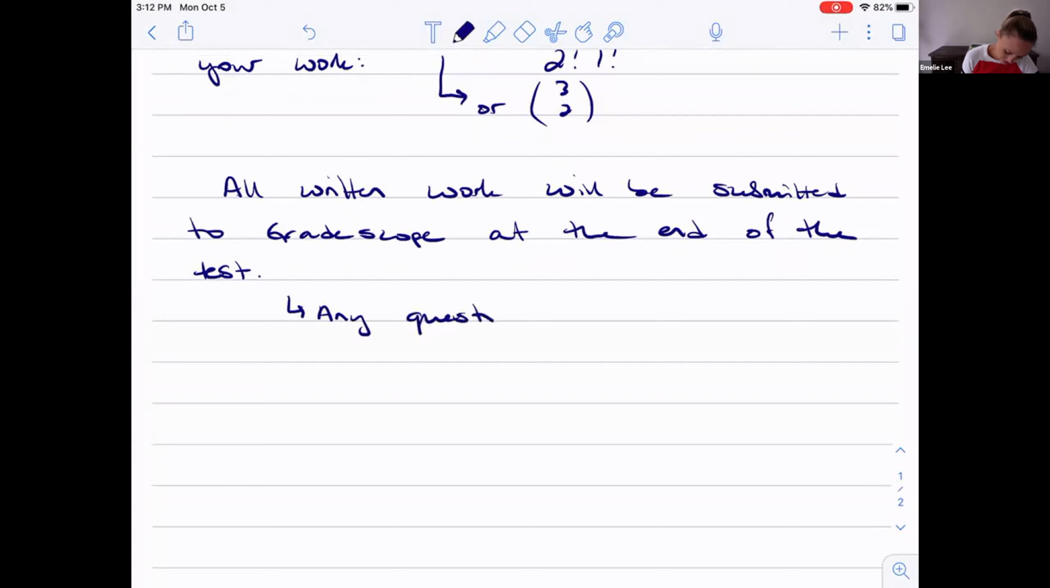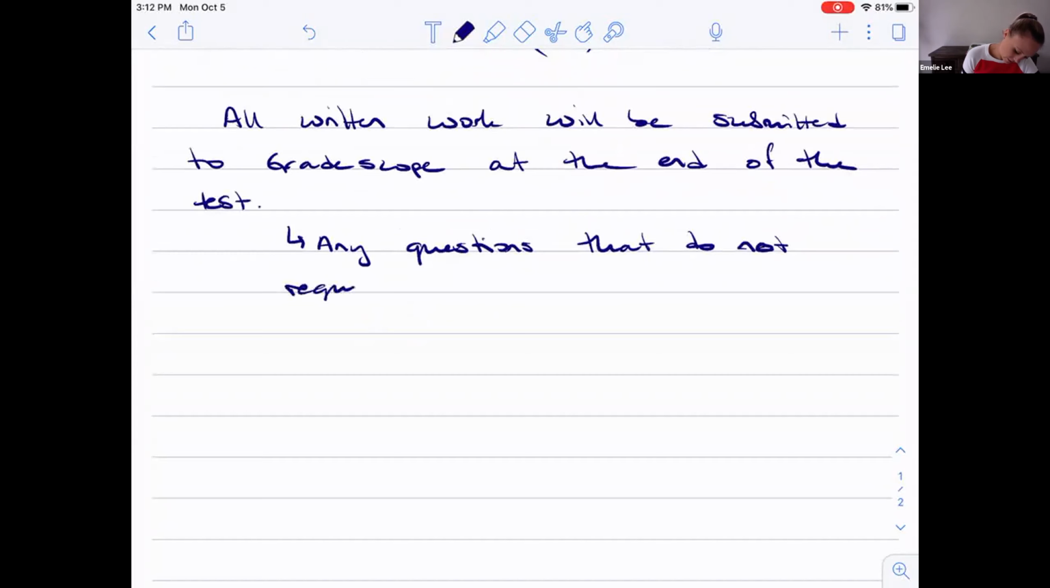Any questions that do not require any work, and I mean like any work, if you are finding yourself doing any sort of justification or anything like that, then you should write that down and have that in your written work. You always want to give me as much as possible, right? And it is open book, so I am assuming that you have all your resources.